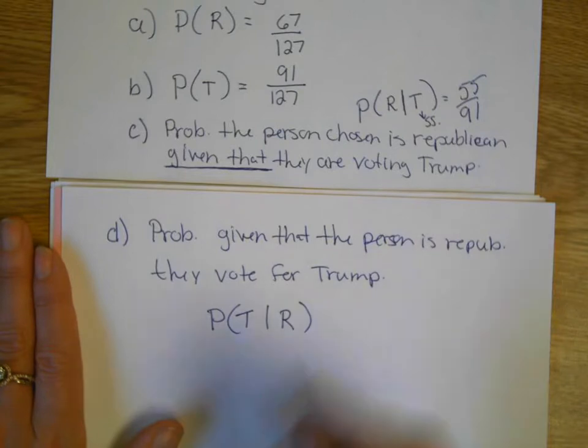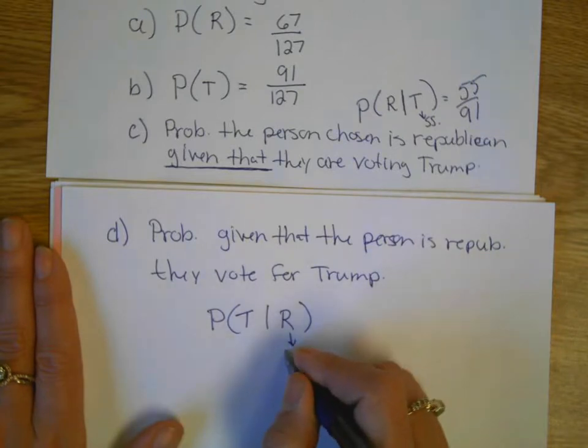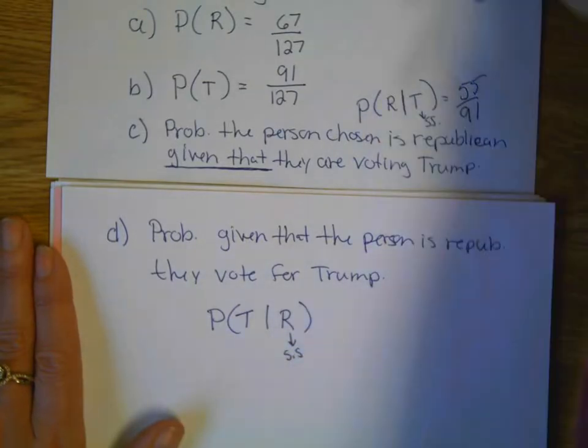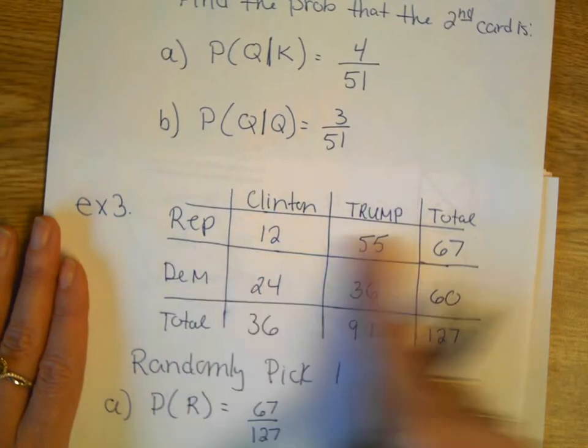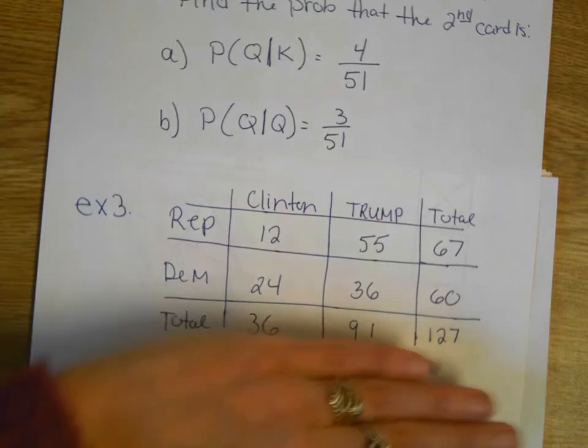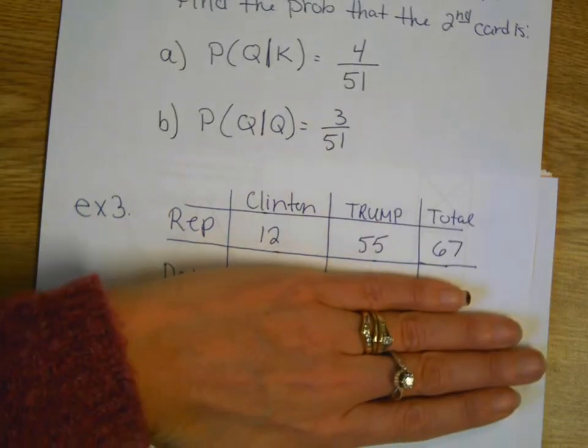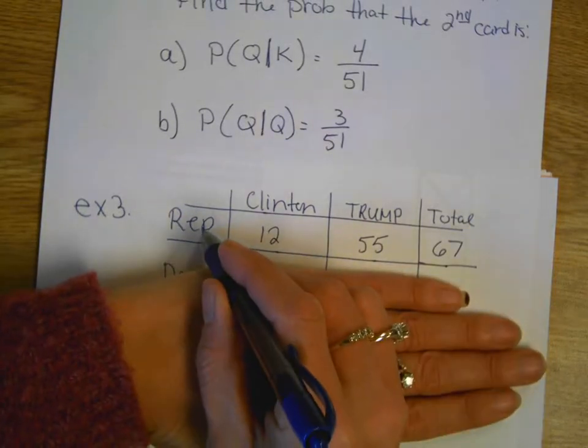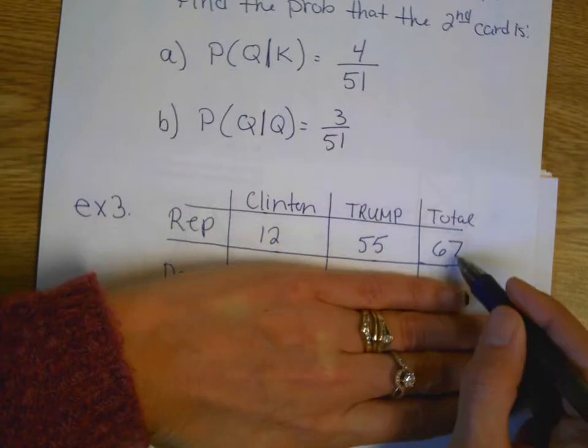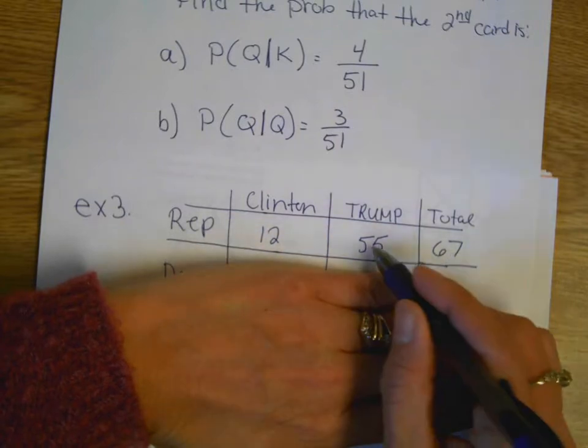So the condition that's met is, I am definitely looking at only the Republicans. So if you go to your table, your Republicans are this horizontal row. Cover up the other two rows. You're not going to use any of those numbers. Our sample space now is what? 67, and the Trump voters, 55 out of 67.